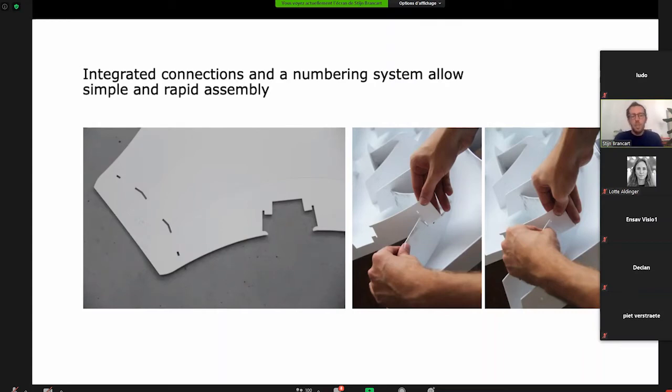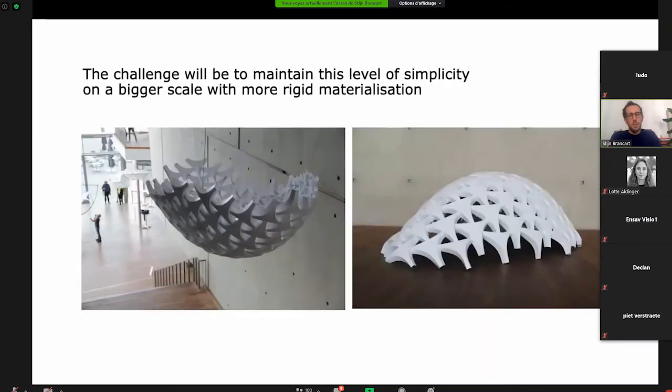It's polypropylene, so it's a flexible material that is easily deformed to fit these components into each other. Which went really quickly. So we had 2 days for the competition, but actually we could assemble the whole structure in 2 hours. Which of course was a big plus also for the jury.